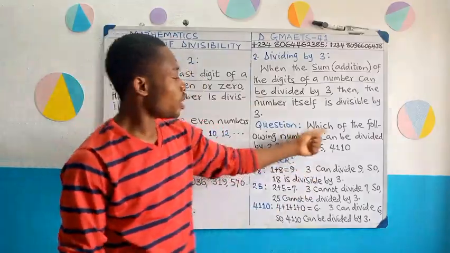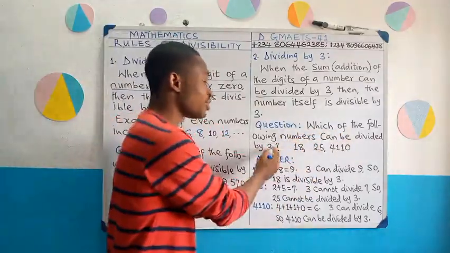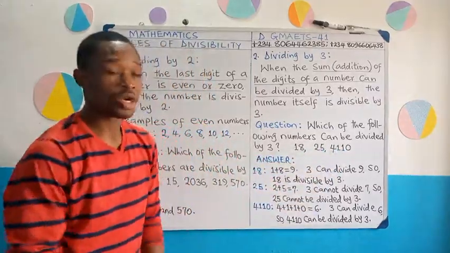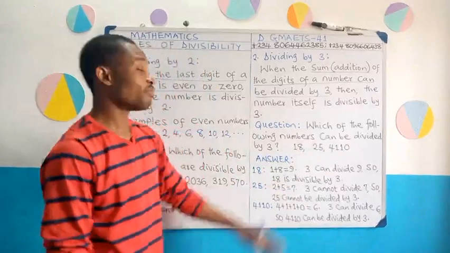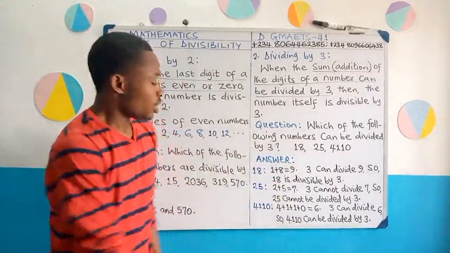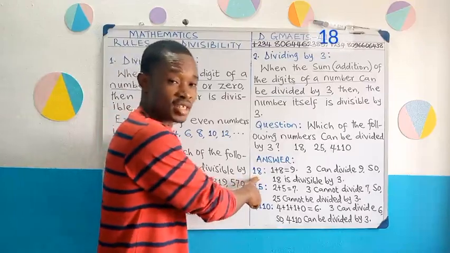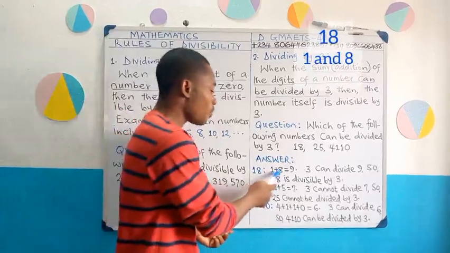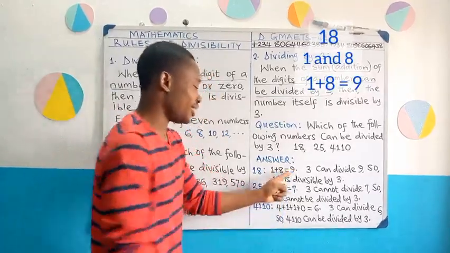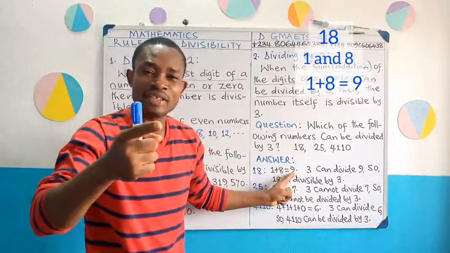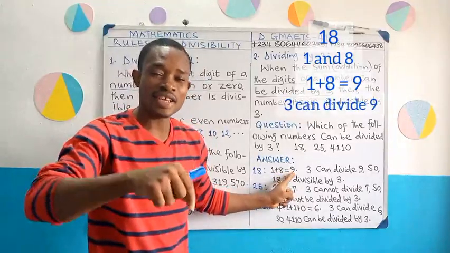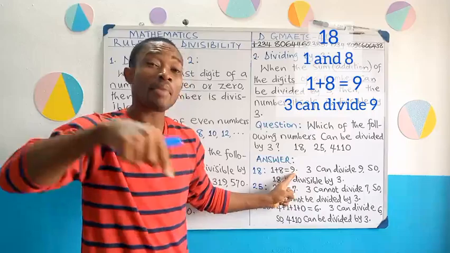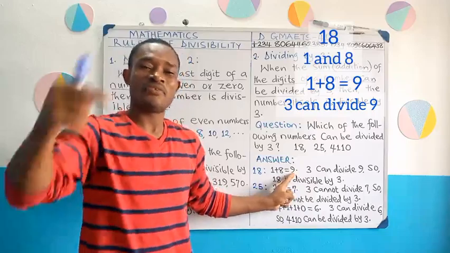Question: which of the following numbers can be divided by 3? We have the numbers 18, 25, 4,110. So quickly, how do we check if 3 can divide the number there? 18, let's start. 18, what are the digits there? 1 and 8. So we are going to add 1 plus 8 and see what we'll get. 1 plus 8 will give us what? 9. Can 3 divide 9? Yes. 9 is a multiple of 3. 3 is a factor of 9.